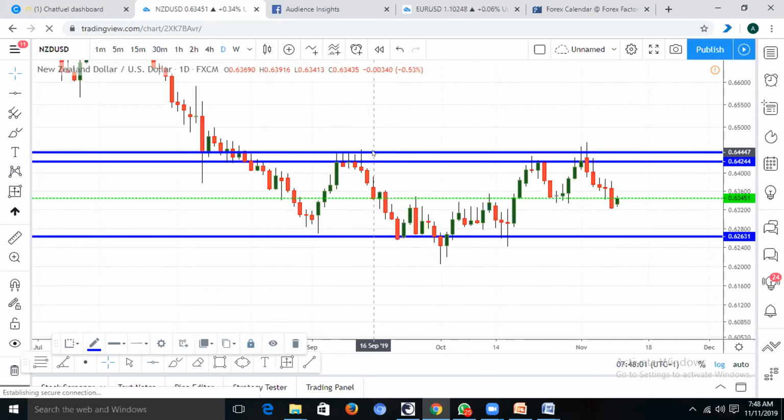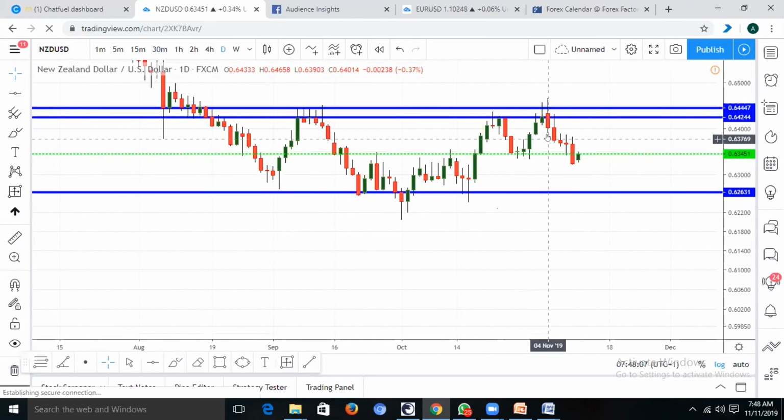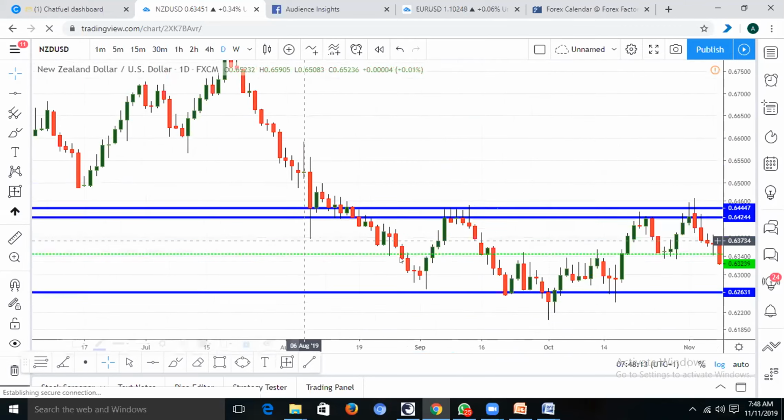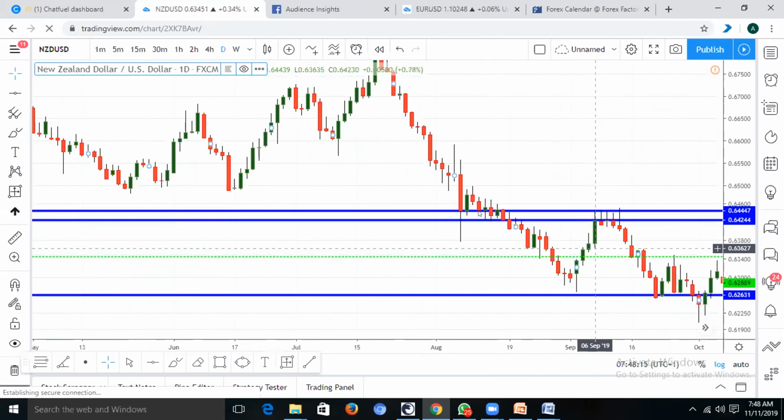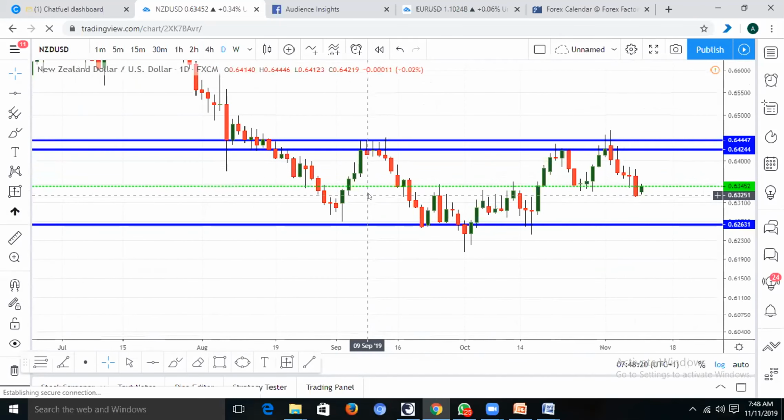So you can join the both of them. Now you can see that the price is actually doing what they call consolidation. It's not trending. It was on a downtrend, but it got to this zone. It has been doing consolidation.